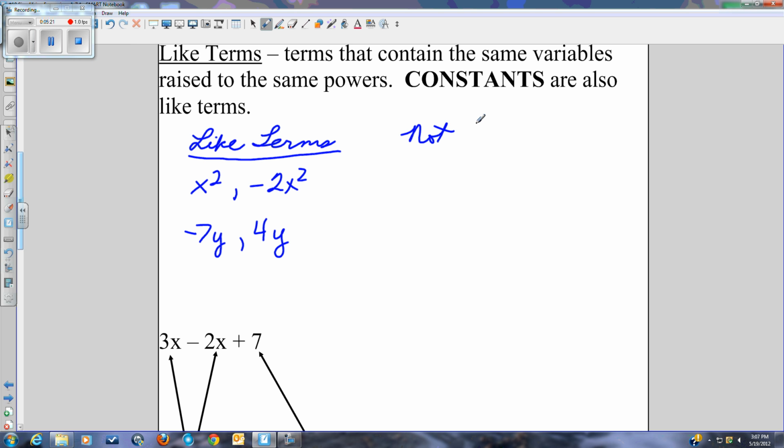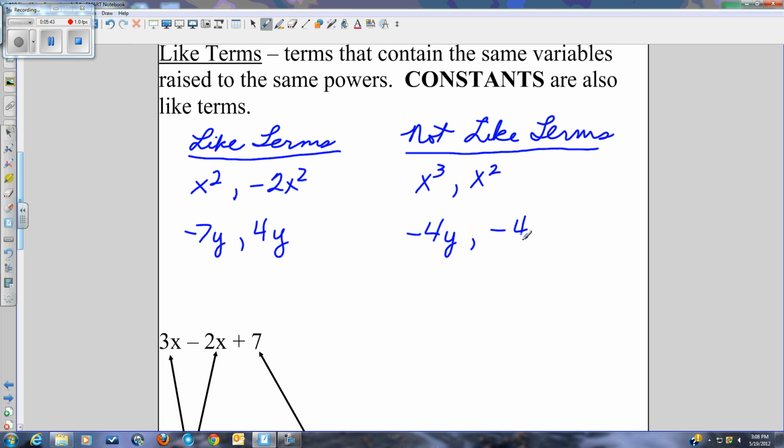Some things that are not like terms would be something like, let's say, x to the third and x to the second. Those are not like terms. They do not have the same power. Negative 4y and negative 4y to the second. Those are not like terms because the variables don't have the same power.